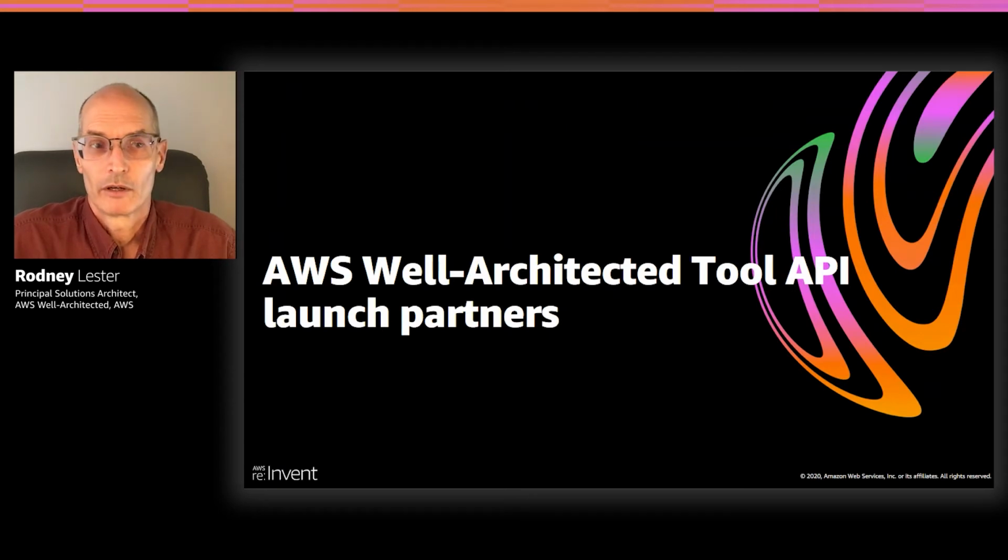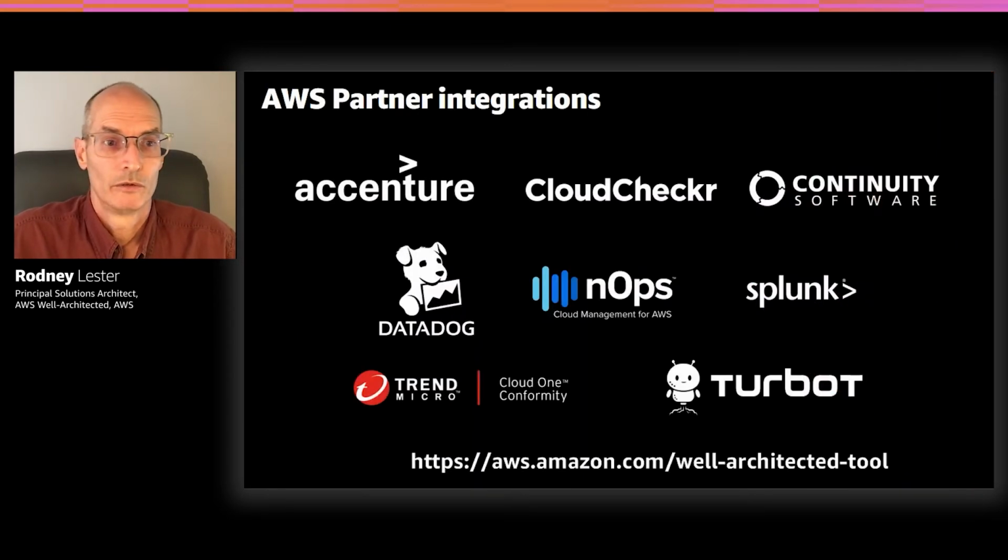We have a number of partners that have launched with us. And in this next screen, I'm going to tell you the partners that launched with us as of re:Invent 2020. Those are Accenture, who we're going to meet with next, Cloud Checker, Continuity Software, Datadog, InOps, Splunk, Trend Cloud One Conformity, and Turbot. We'll keep a constant list of what partners are integrated on our site at aws.amazon.com/well-architected-tool.